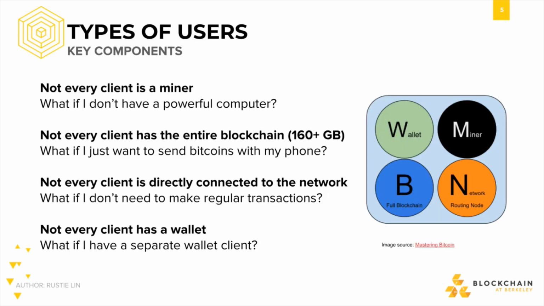But let's say, what if I wasn't such a hardcore user? What if I was just a normal, casual person who just found Bitcoin, and I just want to test sending Bitcoins to my friend, but I don't own an $8,000 ASIC farm or something like that? We shouldn't restrict these types of users just based off of whether they're a miner or not. So that's why we have different types of users.